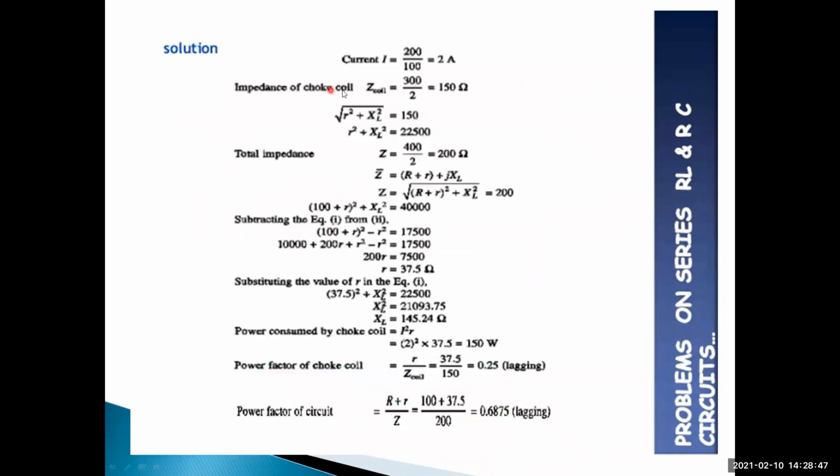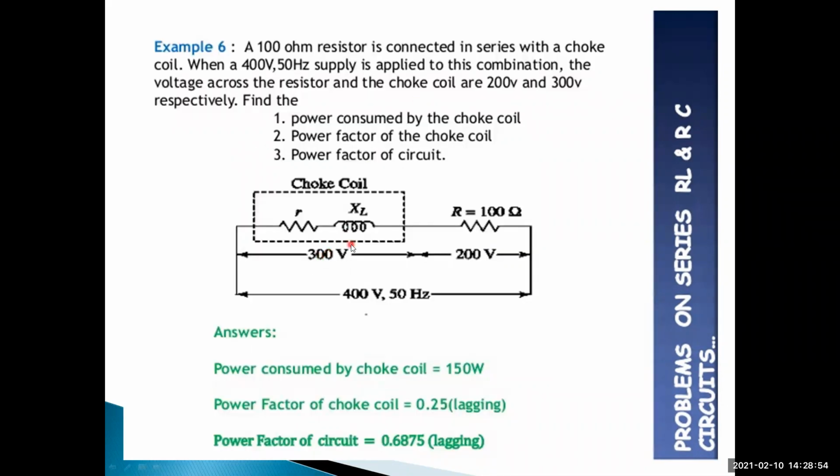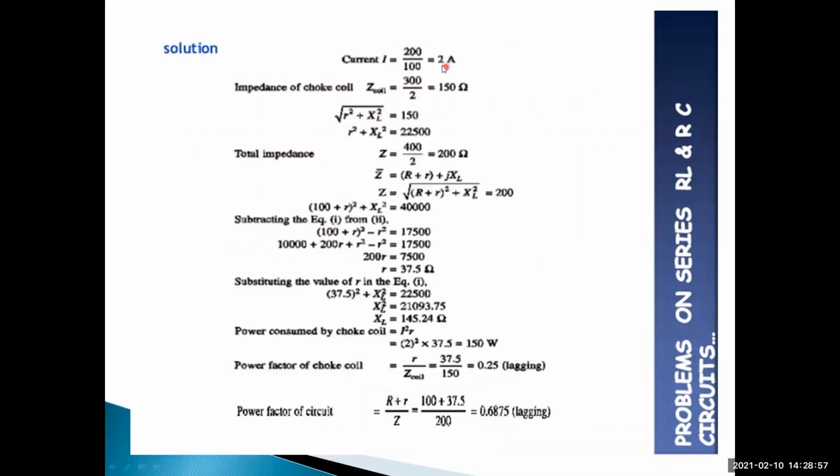The impedance of the choke coil, Z coil, is equal to the voltage of the choke coil by the current flowing through it. The voltage across the choke coil is 300 volts and the current is 2 amps, so it is 150 ohms. The impedance of a series RL circuit is Z is equal to R plus j XL, and its magnitude is the square root of R square plus XL square, which is equal to 150. Then R square plus XL square is equal to 22500.